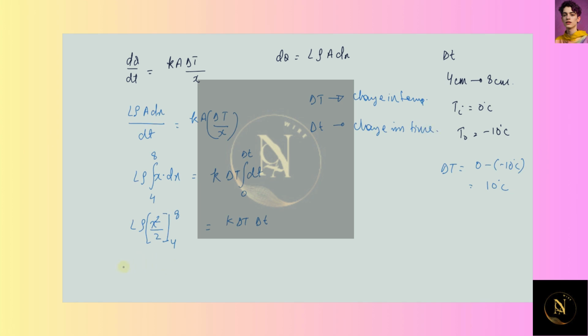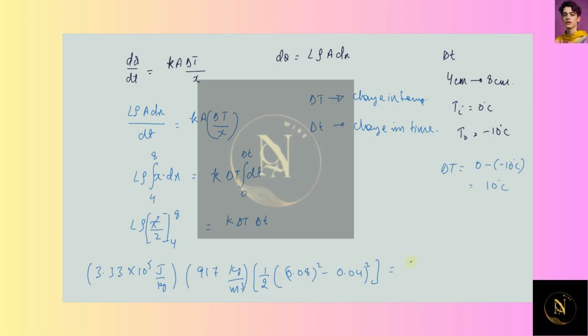So now we can plug the values here. We know that the latent heat for ice is 3.33 into 10 to the power 5 joule per kg, and density we know is 917 kg per meter cube. And now we're going to plug in the limits. So 1 by 2 we can take outside, and we know that the limit is in centimeters, we have to take it in meters. So if we convert into meters, we'll get 0.08 whole square minus 0.04 whole square.